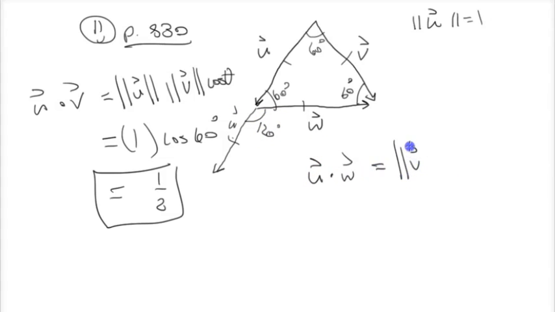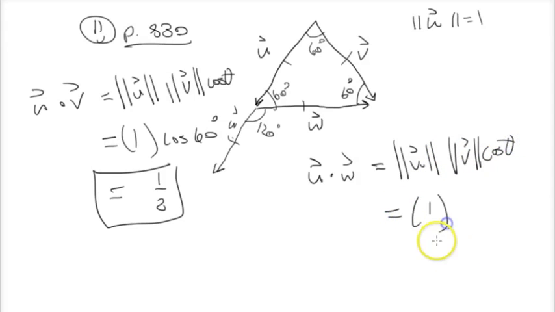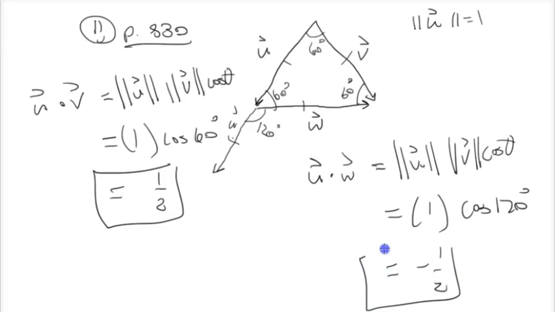So we can apply our identity: the magnitude of u times the magnitude of w times the cosine of the angle between them. We'll get a 1, because the magnitudes of u and w are both 1, times the cosine of 120, and the cosine of 120 is negative a half. So that's that dot product. That's not too bad. That just takes some rearranging of vectors in space.